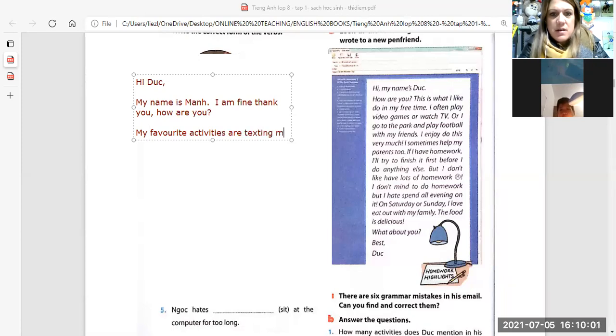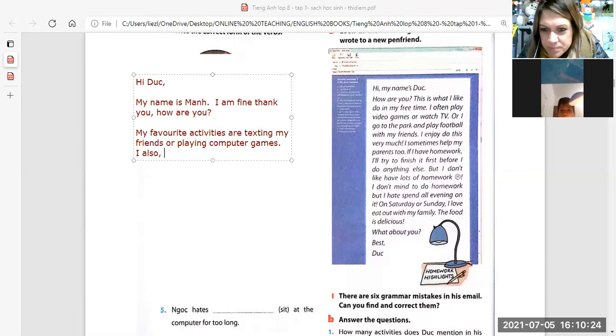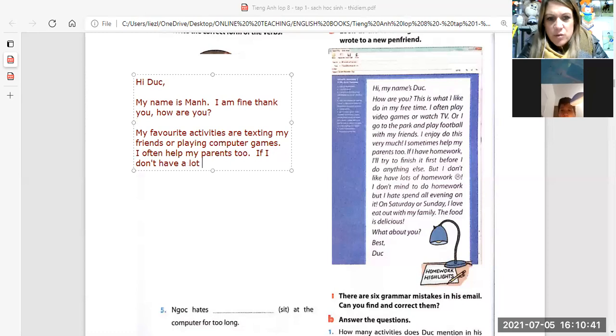My favorite activities are texting my friends or playing computer games. My favorite activities are, okay. I also, okay, we can say I often help my parents too, if I don't have a lot of homework.